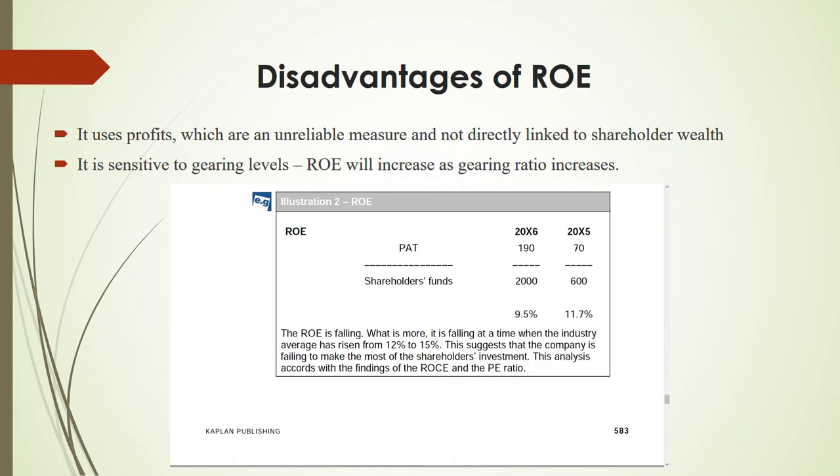Disadvantages of ROE. There are two disadvantages of it. Before we go to the illustration, first let's go to the disadvantages of return on equity. It uses profit, same as for return on capital employed, which is an unreliable measure because it is not directly linked to shareholder wealth. If some measure is not related to shareholder wealth, you can say that it's an unreliable measure.